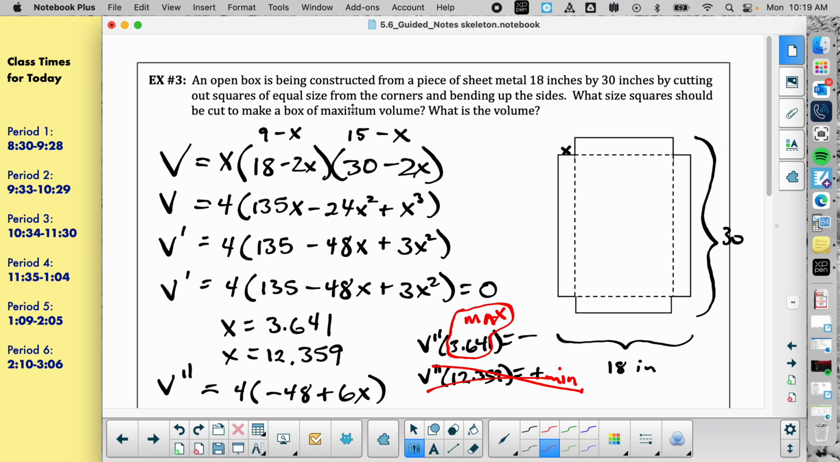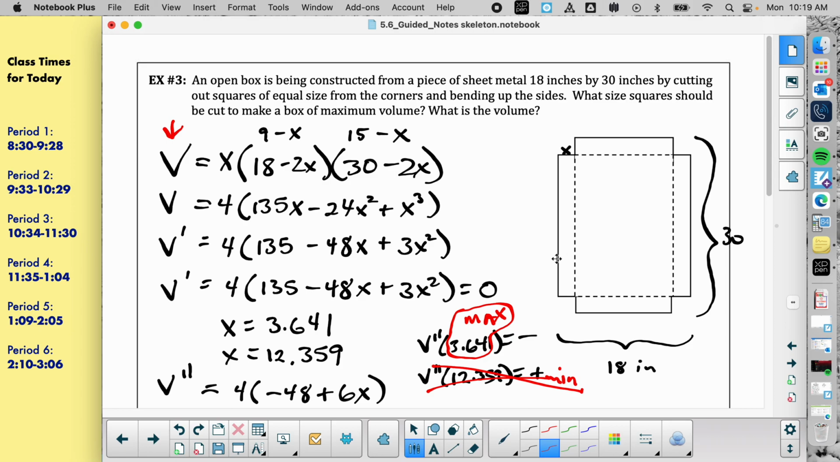What would I do if the question actually asked for the volume that was maximized, rather than just the x value to cut out? Plug x into the original volume. Perfect. You would plug x into the volume formula up here to find the actual volume it would create.